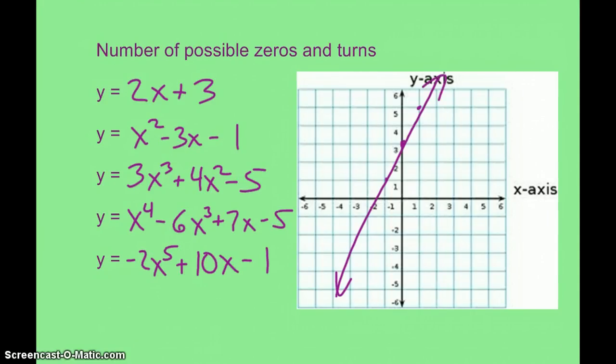But when you think about it, we're talking about zeros and turns in our graph. Therefore, we're just asking the number of them. How many times does this line hit the x-axis? Well, it has 1 zero. It intersects the x-axis at 1 point. And then, where does this graph turn? Well, a line never turns, so it has 0 turns.